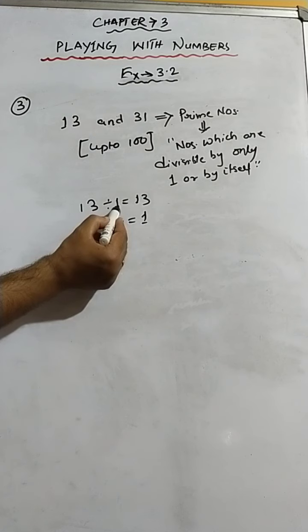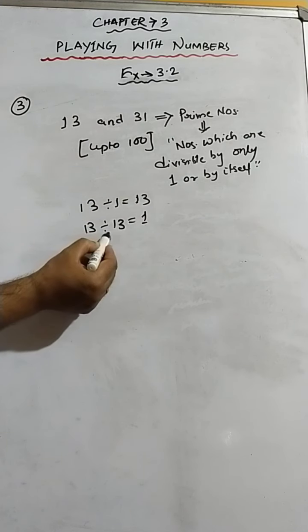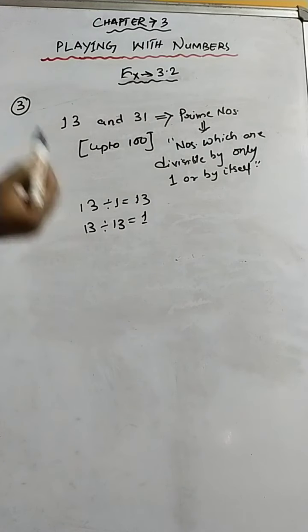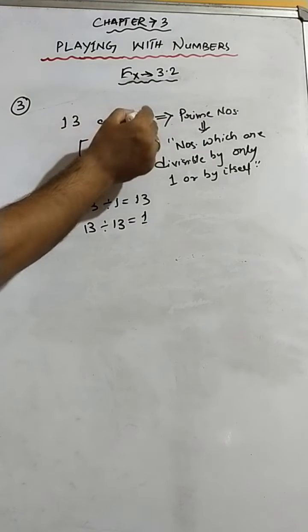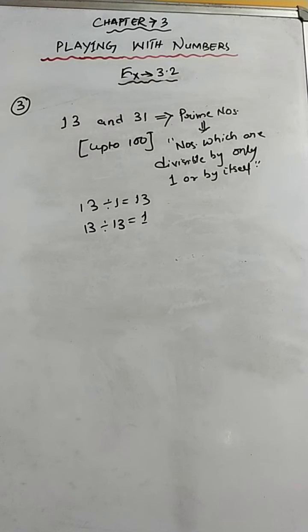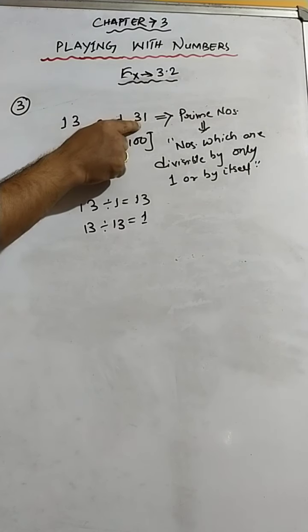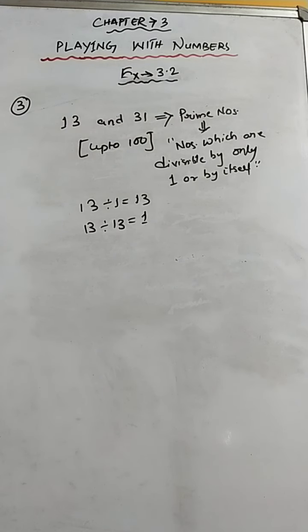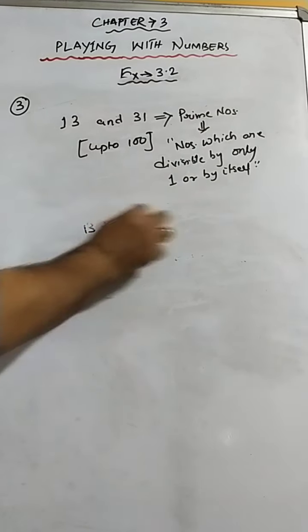When we are dividing with 1, we are getting 13. And when we are dividing this 13 with itself, that is 13, we will get 1. So this is the reason why these are prime numbers. The same goes for 31 also. So 31 is only divisible by 1 or by itself, that is by 31 only. Now our target is to check how many more prime numbers are there which are carrying the same digits.